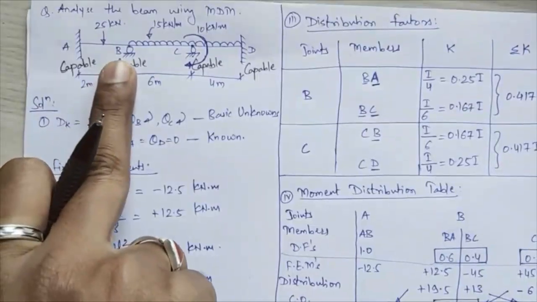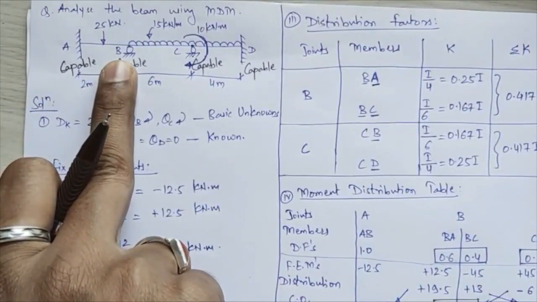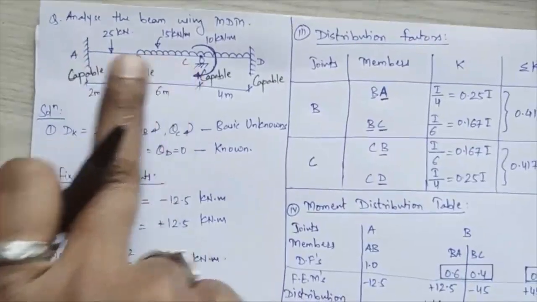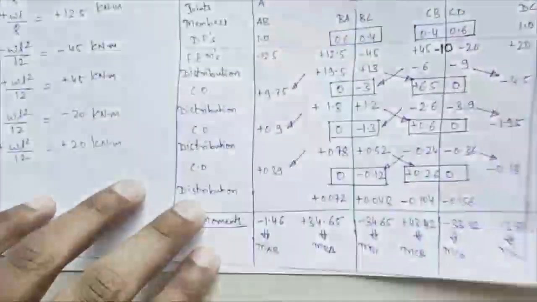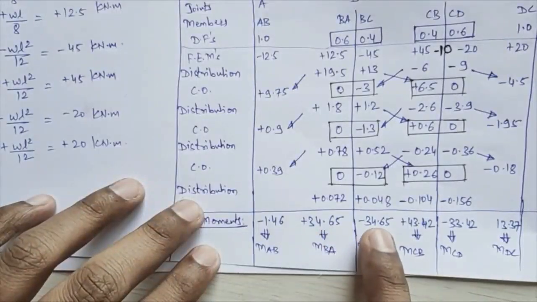So condition of equilibrium first will come at point B, at joint B. Okay, what will be that? MBA plus MBC shall come equal to 0. Check whether you are getting plus 34.65 minus 34.65. Okay, I am getting 0. Second condition will be what?